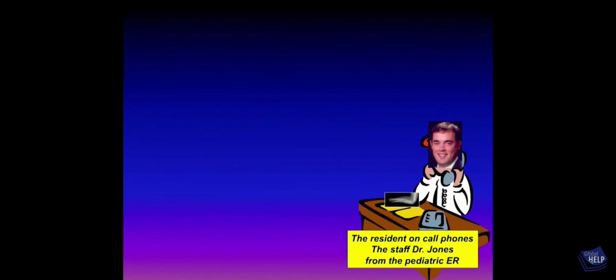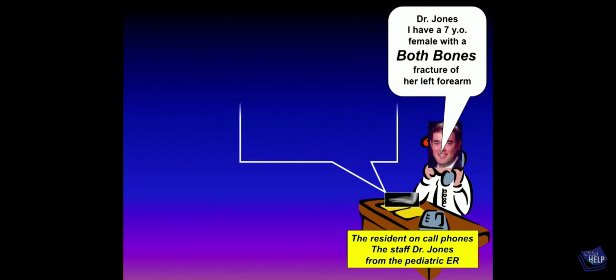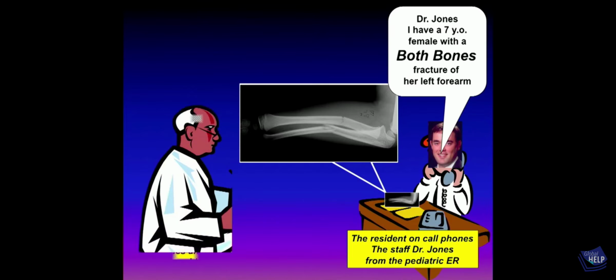So here we have a resident. He's on call, and he calls the staff, Dr. Jones, from the pediatric ER, and he says, Dr. Jones, I have a 7-year-old female with both bones of the fracture of her left forearm. There it is. That's both the radius and ulna. So that's 2 bones. But Dr. Jones is not very happy.